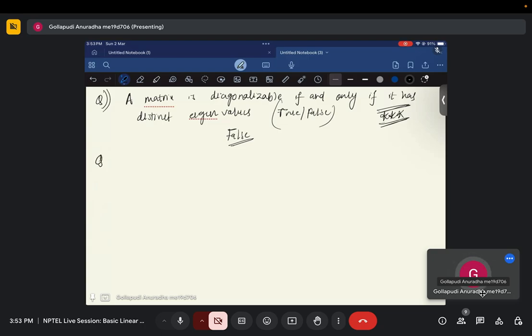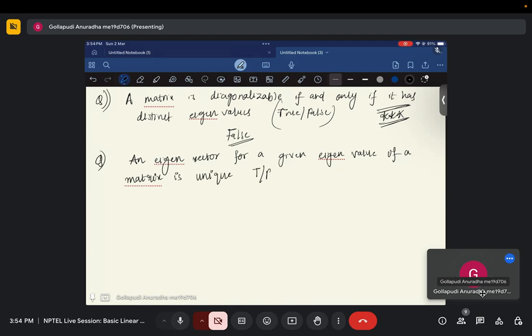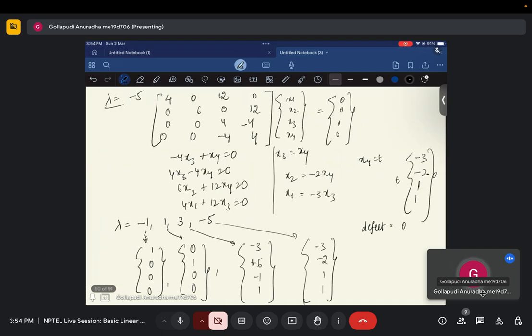Okay, so true or false question. An eigenvector for a given eigenvalue of a matrix is unique. True or false? False. Yeah, arbitrary constant, right? It can be multiples of anything. Like we have t here, so it can be anything. So it's not going to be unique.